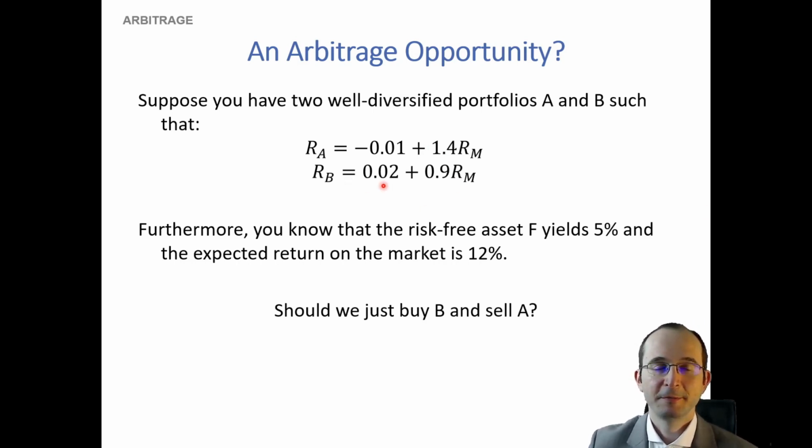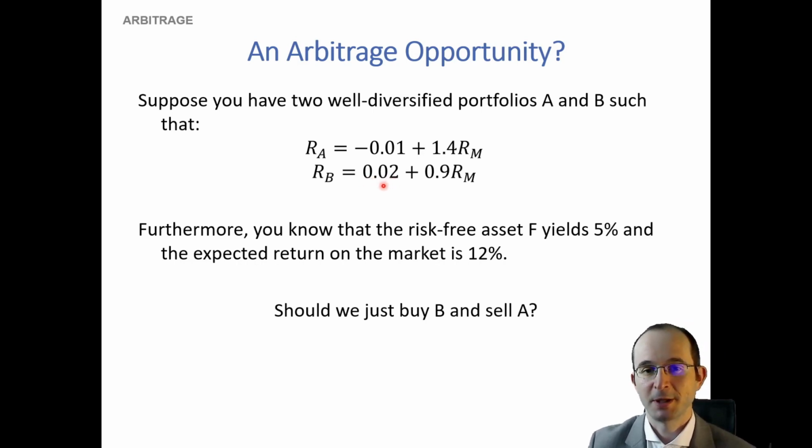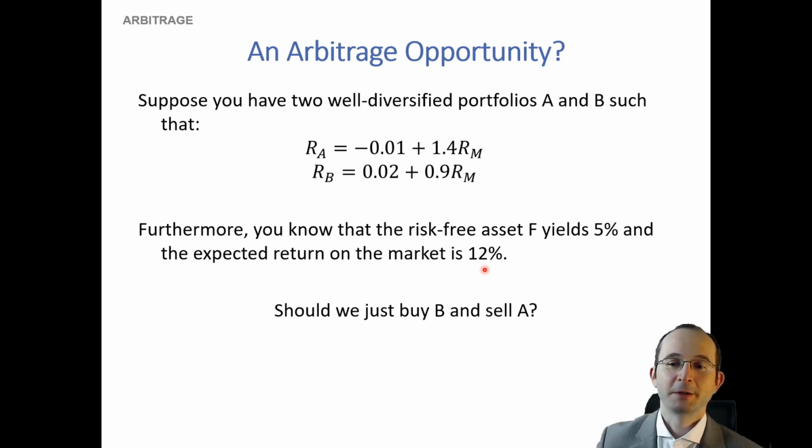And they have, on top of that, deviations from the expected return implied by their macro factor exposures. B has a positive one, A has a negative one. Let's say the risk-free rate is 5%, and the macro factor, the market, has an expected return of 12%.